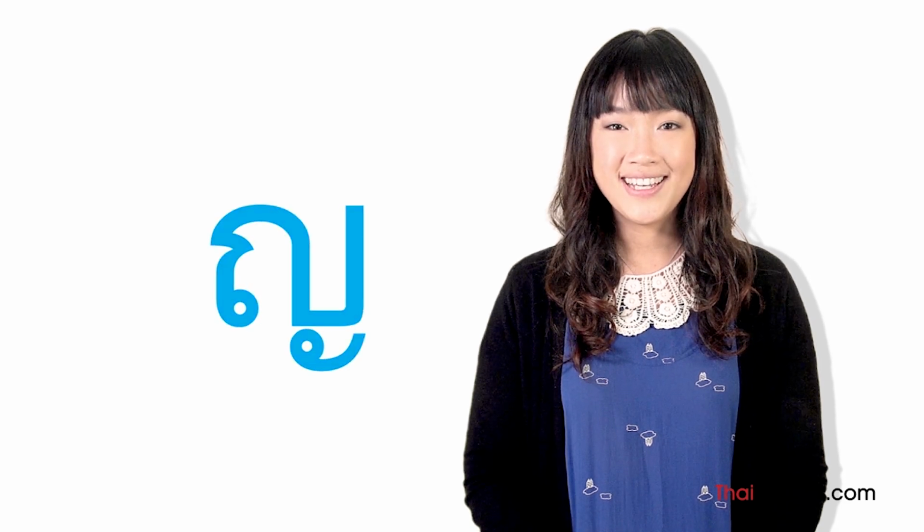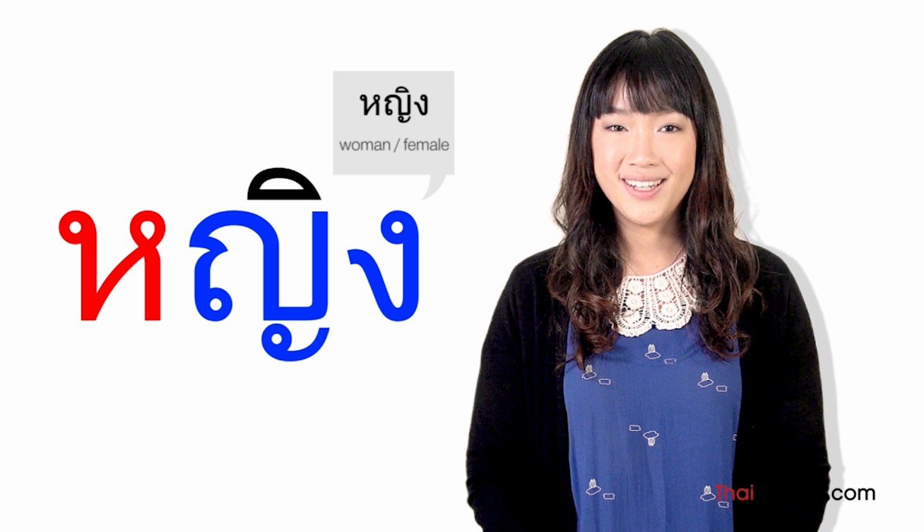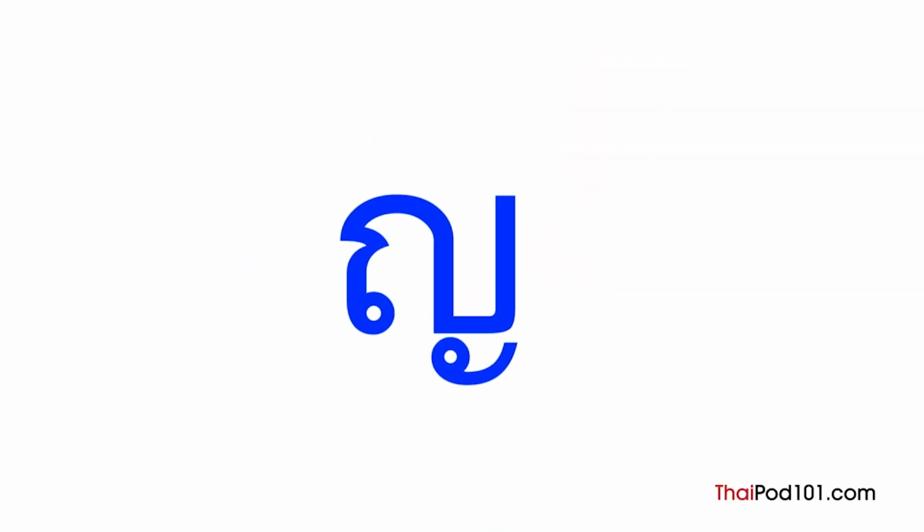The last new consonant for this lesson is ยอหญิง. The word หญิง means woman or female. ยอหญิง makes the sound of the letter Y as an initial consonant, and as a final consonant, it makes the sound of the letter N. ยอหญิง looks a little bit similar to the letter นอเนน that we just learned. Let's practice writing ยอหญิง together.